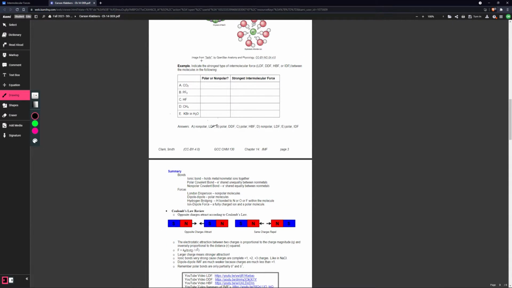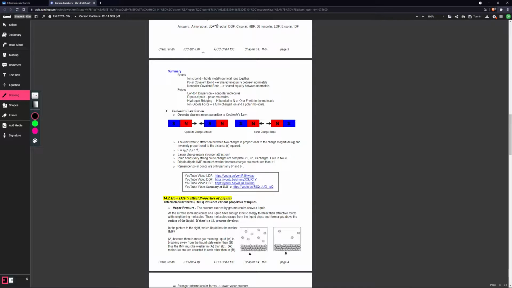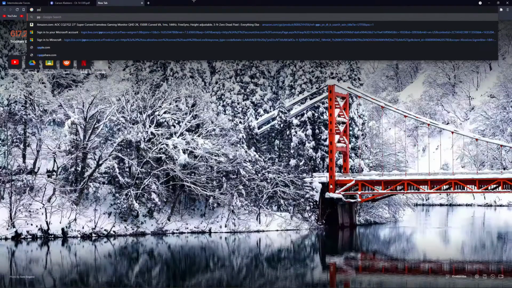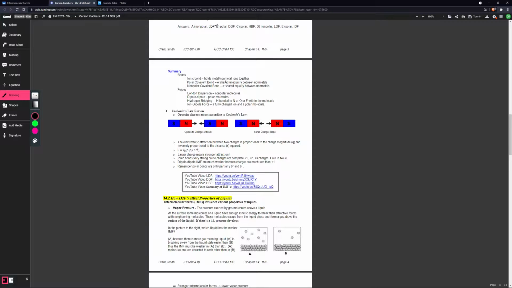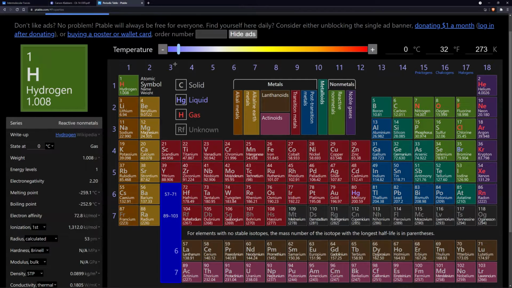So to start off with the definition of what a bond is, there are three different types of bonds. An ionic bond, so the metal and non-metal ions. So if we go to the periodic table, it wants a metal and a non-metal ion. An ion is an element that has a plus or negative charge.